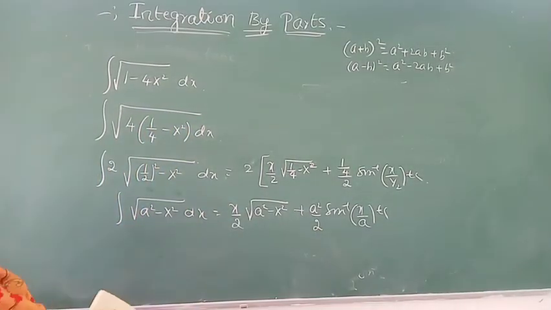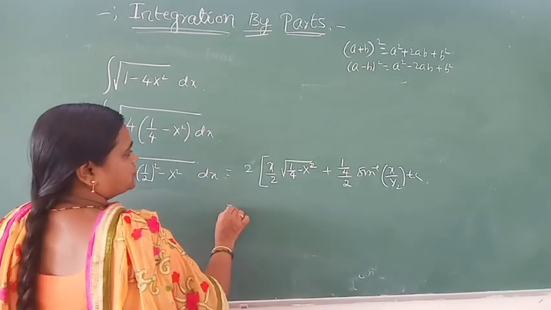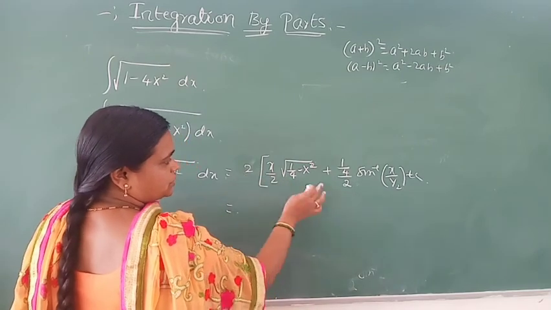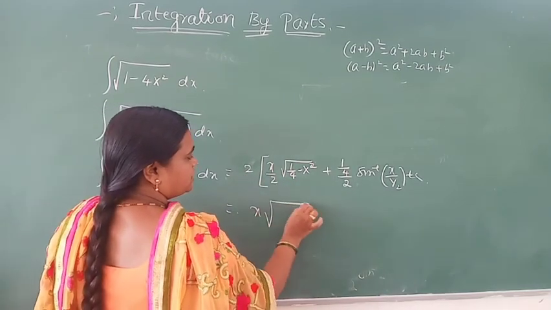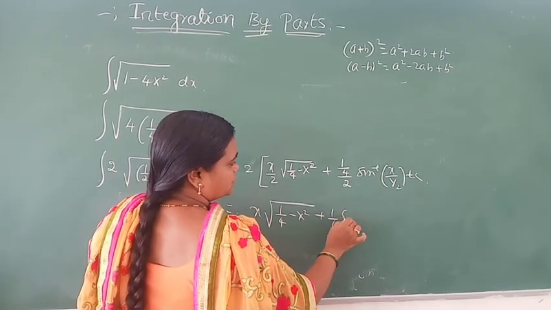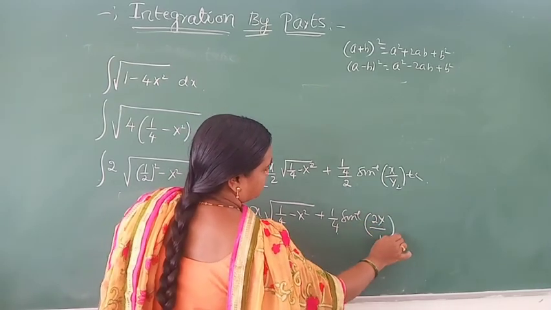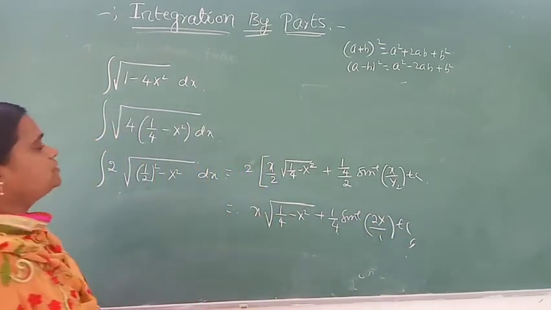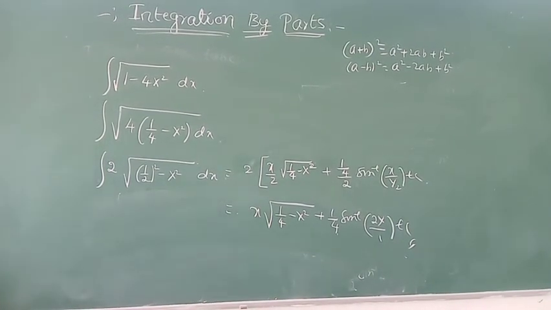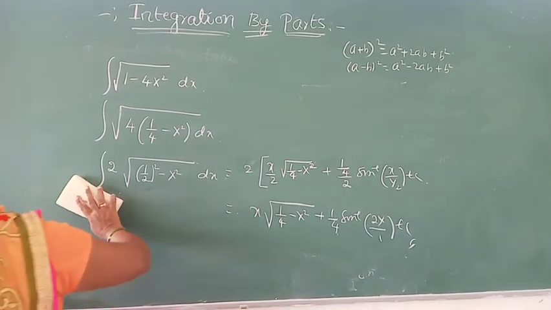Okay, that is the formula we are using here. Or else, with further simplification, you can write this as follows. This is 2 and outside is 2, that 2 gets cancelled. Left is x by root of 1 by 4 minus x square plus 1 by 4 sin inverse, taking 1 by 2 in the numerator, 2x. This is the answer, you can simplify. Okay, next example.